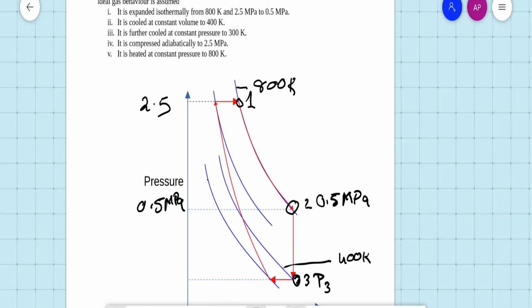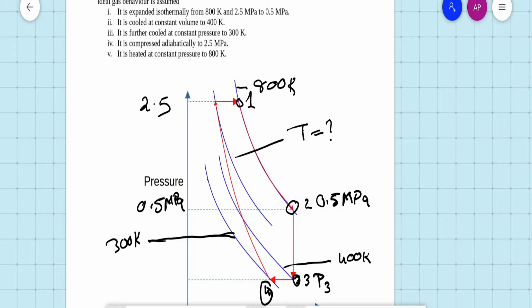Now from 3 to 4, it goes isobarically. As it is given here, it is cooled at constant pressure and it goes to an isotherm of 300 Kelvin. And from point 4, which is at 300 Kelvin, it is adiabatically compressed to 2.5 megapascals. And we do not know the value of this isotherm, so I would put a question mark. And from here, it is again heated back to 800 Kelvin.